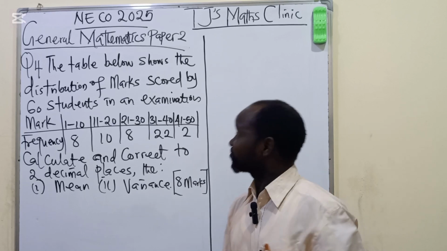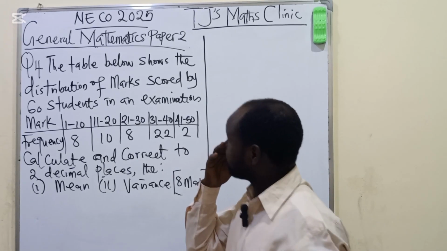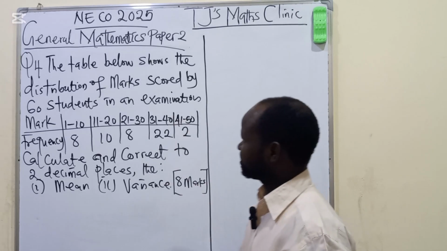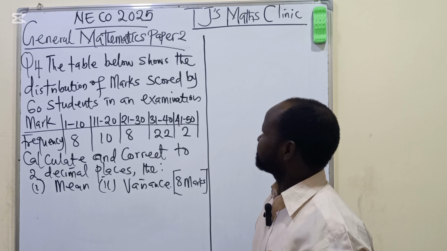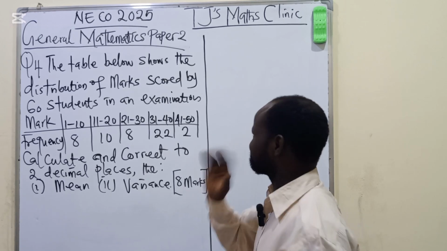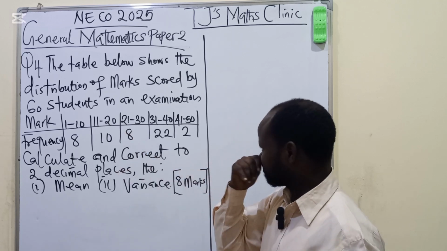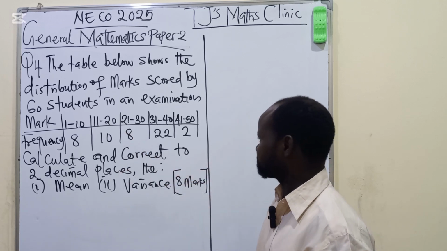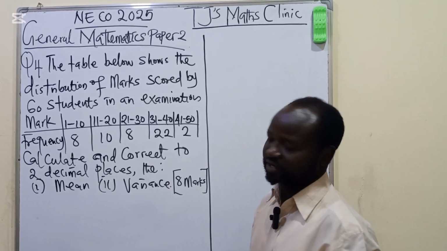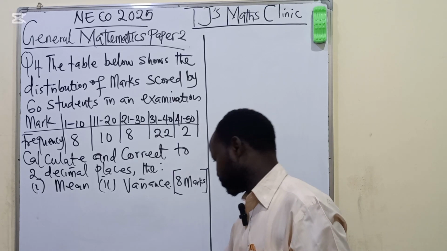Still on Senior School Certificate Examination 2025 NECO General Mathematics Paper 2, with us here is question 4. Let's consider this question 4. The table below shows the distribution of marks scored by 60 students in an examination. We have the table here. We are asked to calculate, correct to two decimal places, the mean and the variance. This question carries 8 marks. Let's consider this question together.